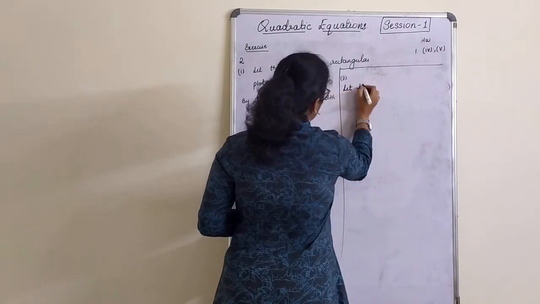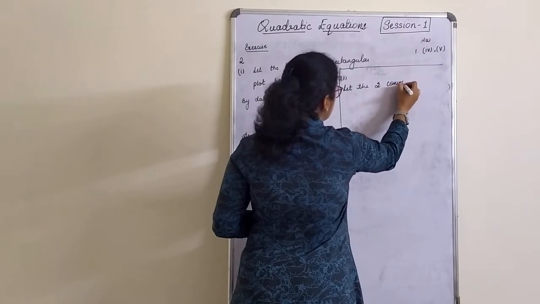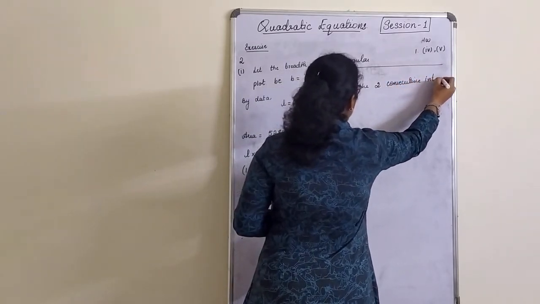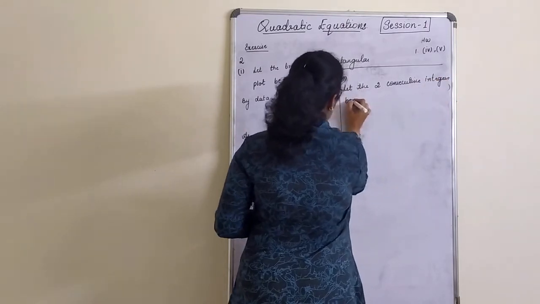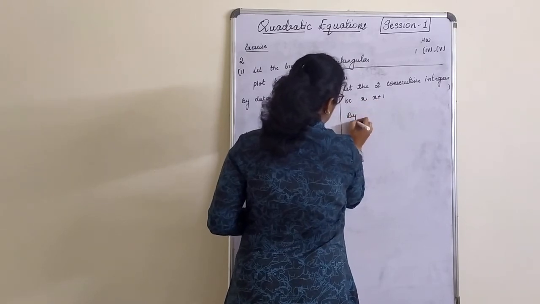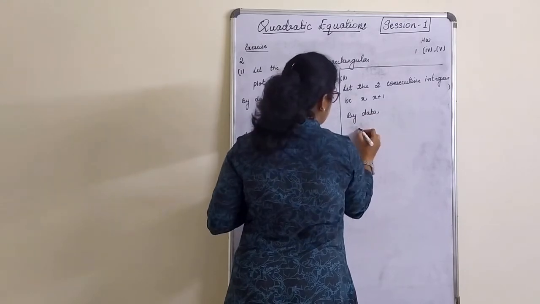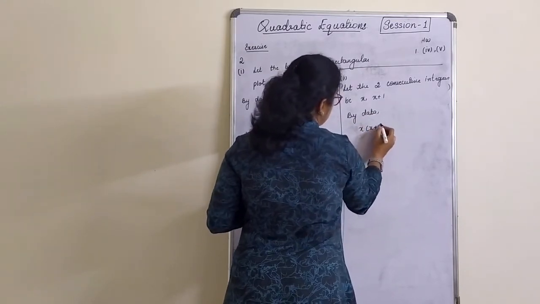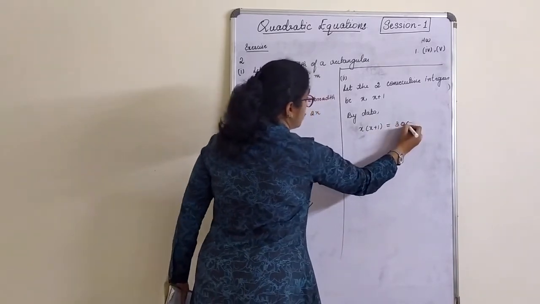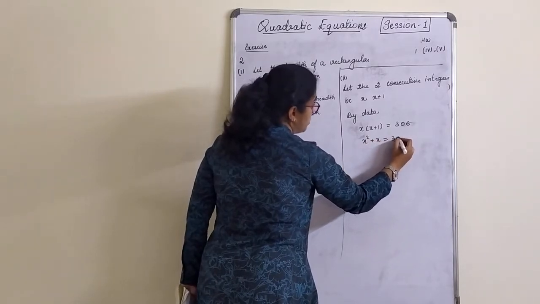Let the two consecutive integers be x and x plus 1. By data, what they have given, product is 306. x of x plus 1 is equal to 306. x square plus x is equal to 306.